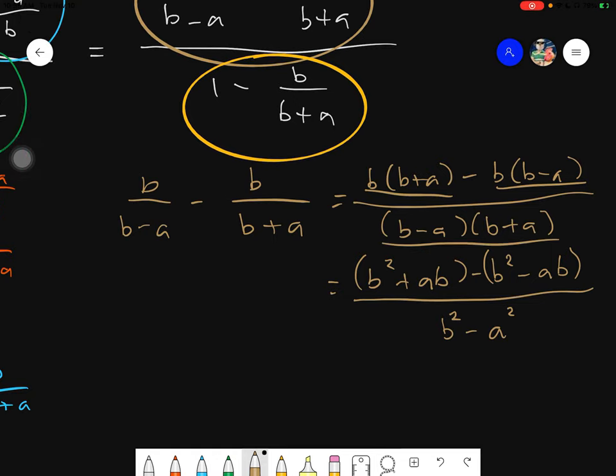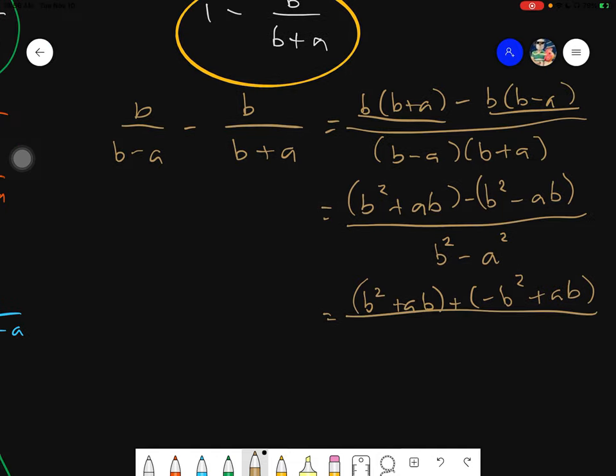Evaluating this one, please go back to your multiplication problem, okay? And evaluating the numerator, this is minus, therefore the sign of everything in the subtrahend will change. So this is b squared plus ab plus negative b squared plus ab, because the signs change, over b squared minus a squared.